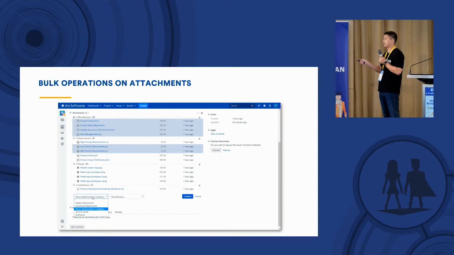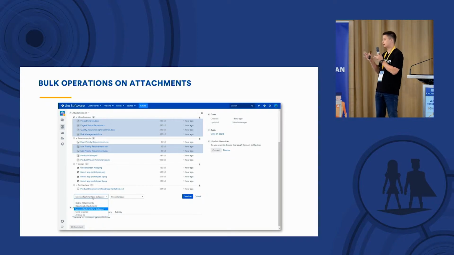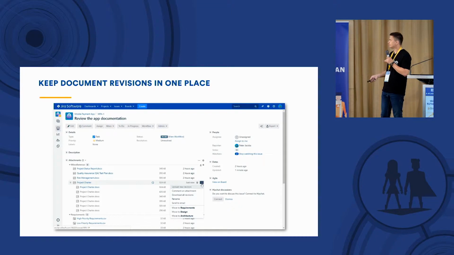With our app, you can select the entire category or some specific files, and then you can execute the bulk operation. So we support bulk removal, bulk download, moving between categories within the issue. You can send them to email, or if, for example, you don't need the files anymore in the issue, you can just archive them and attach just a single archive to the issue.